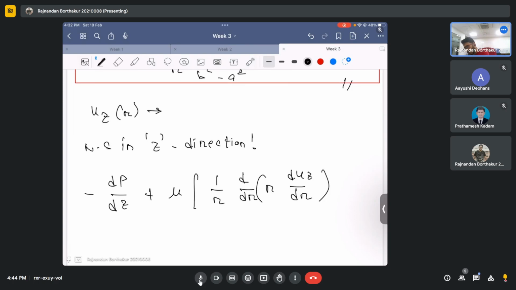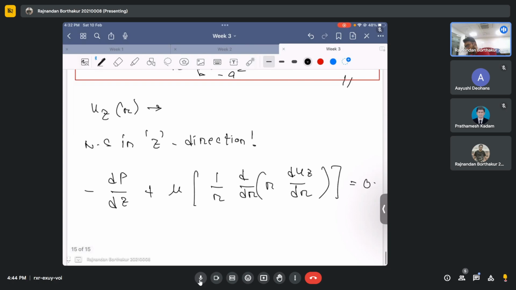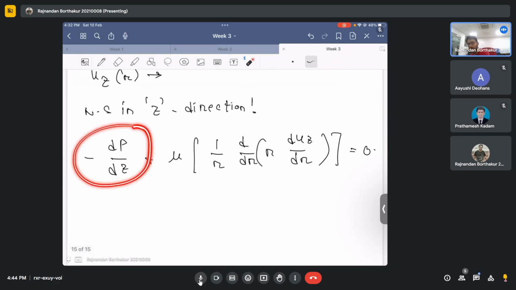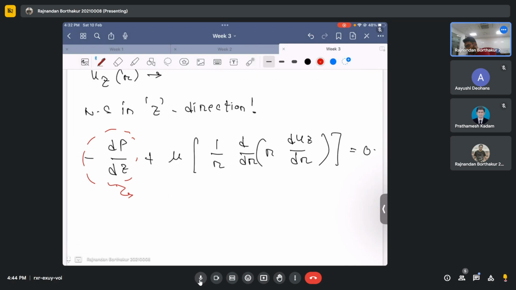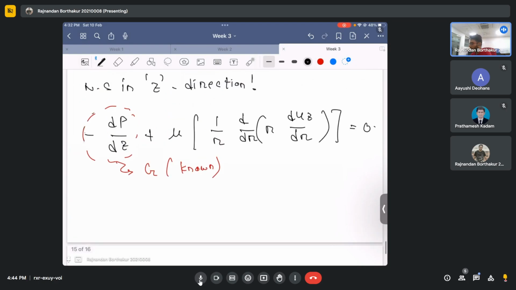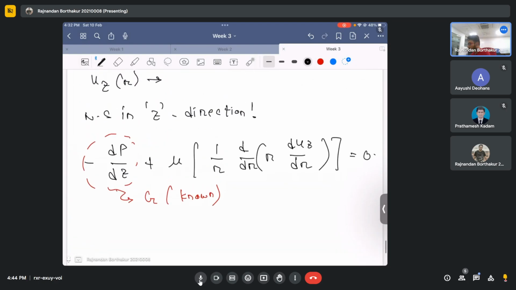Okay, and this is equal to 0, where this dp dz, remember this dp dz is known, and this is the applied pressure gradient. Okay, for simplicity, let us consider this dp dz is just some g, which is basically known to us. Okay, this is known. And then let's just solve this problem. This is something that you did multiple times. Okay. One second.